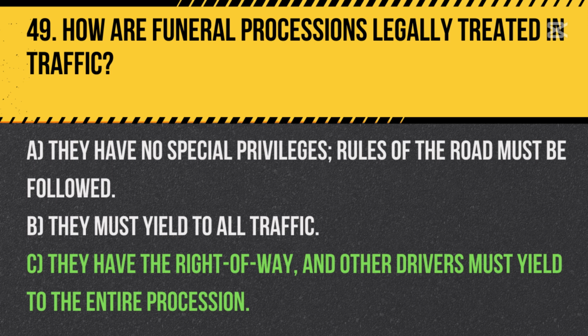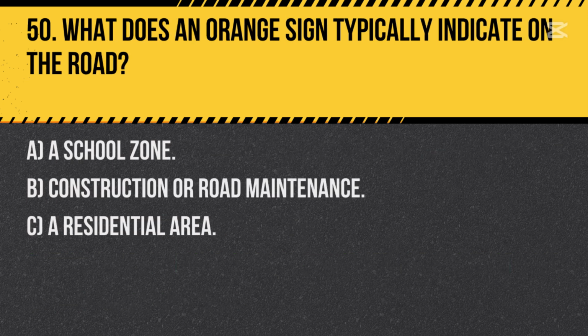Funeral processions are granted the right of way in Colorado, and interfering with a procession can be legally penalized. Question 50. What does an orange sign typically indicate on the road? A. A school zone. B. Construction or road maintenance. C. A residential area. Answer. B. Construction or road maintenance.